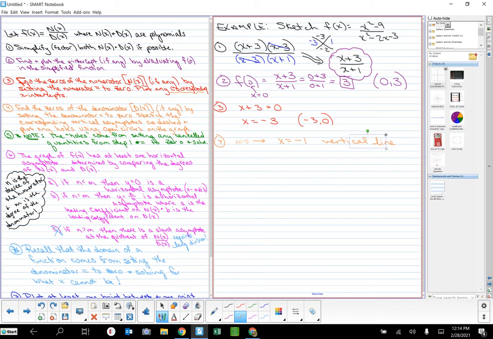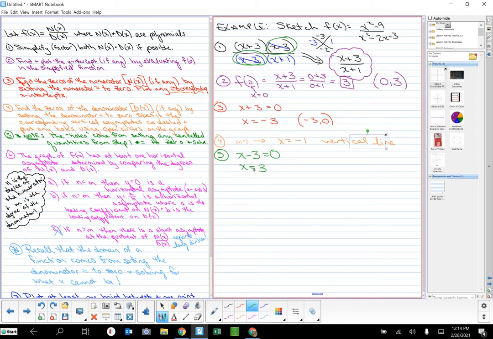Let's go back. Holes in the graph, number 5, green. The holes come from setting up any canceled quantities. Now, we did cancel these x minus 3s way back at the beginning. So it says take any canceled quantities from step 1, and we get x equals 3.